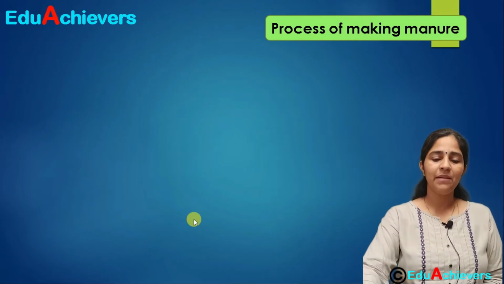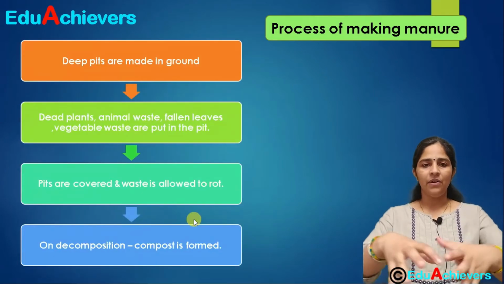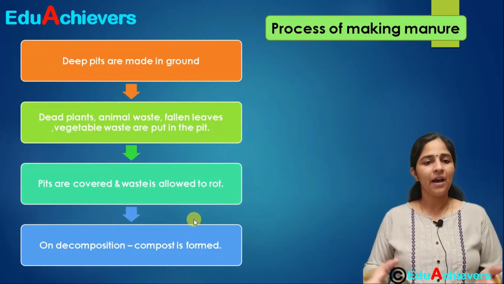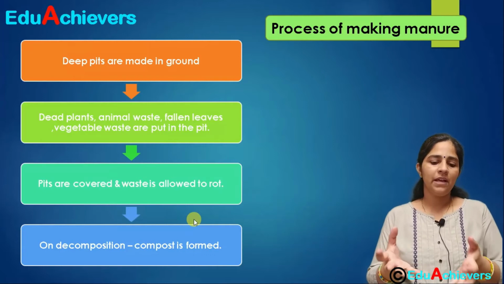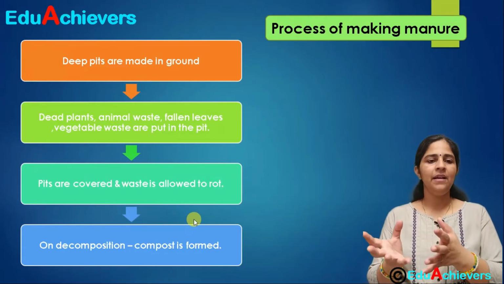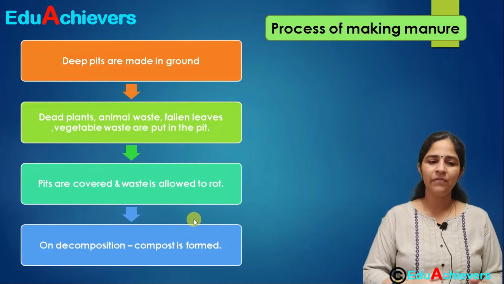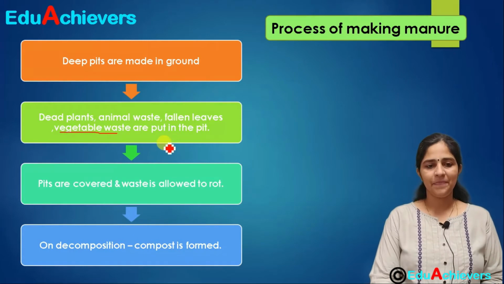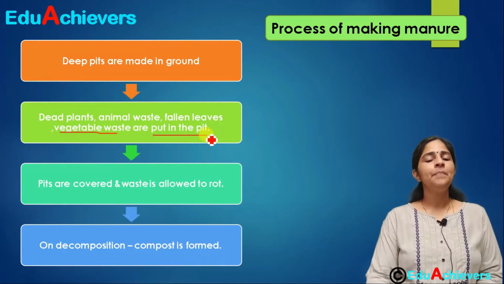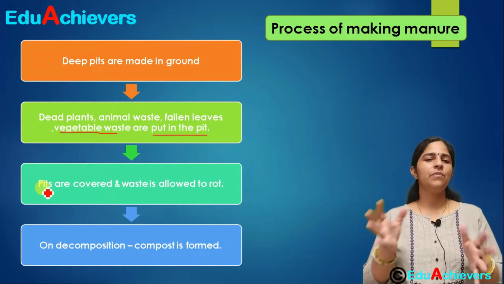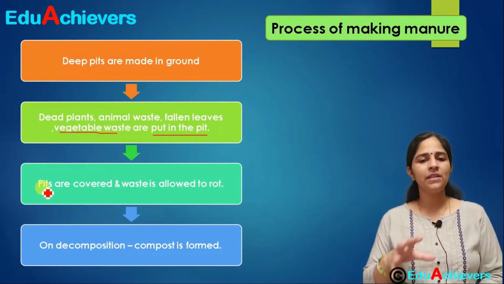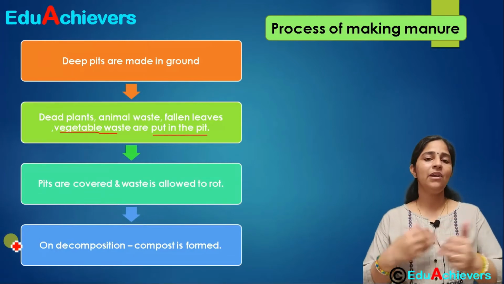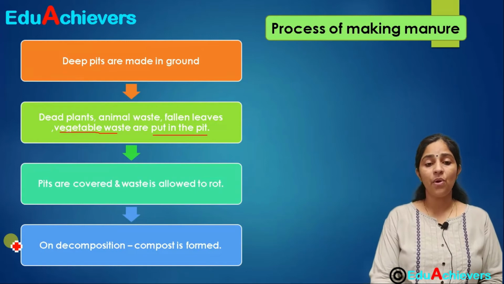Now let's know how manure is basically made. The process of making manure is, first, huge pits are made in the earth. And then the dead plants, plant parts, fallen leaves, animal waste, and vegetable waste are all put into that pit. Correct? And the next thing that is done: the pit is covered, either with a small soil layer or something similar, and then that waste is allowed to decompose, or in common terms we can say it is allowed to rot.